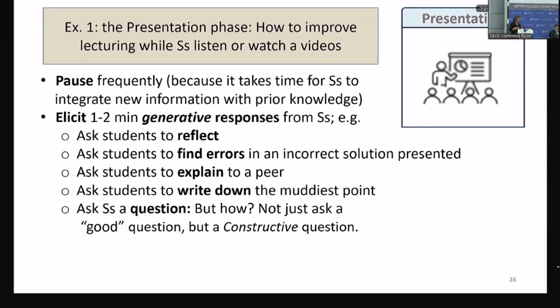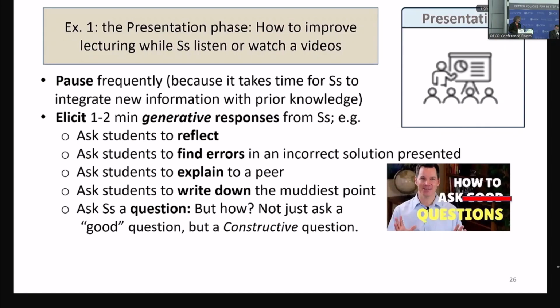I just generated these ideas; I'm sure they're out there. You can ask students to reflect, ask them to find errors in a solution that you put on the board that has an error, ask them to explain, ask them to write things down, and so on. However, more importantly, you want to ask students a question. But how do you ask them a question? The issue is not to ask students a good question. What we want to do is ask students a constructive question. That's a difference. So how do we ask students a constructive question?